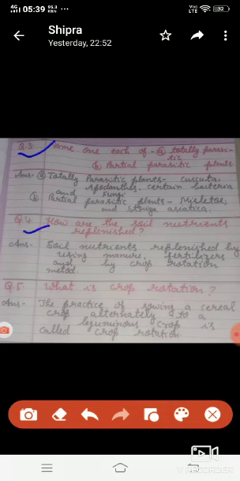Question 4. How are the soil nutrients replenished? Answer: Soil nutrients are replenished by using manure, fertilizers and by the crop rotation method. Question 5. What is crop rotation? The practice of sowing a cereal crop alternately with a leguminous crop is called crop rotation.